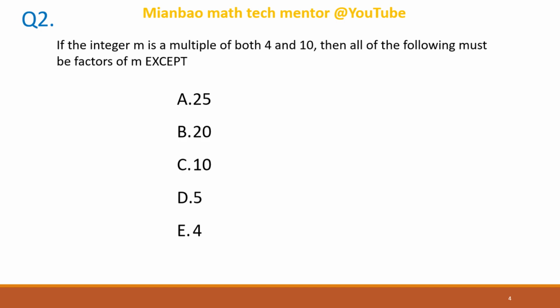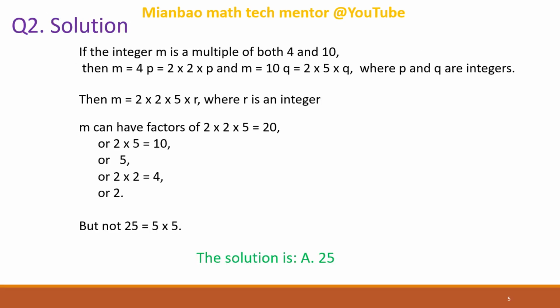Question 2. Which of the following answers is correct? A, B, C, D, or E? If the integer m is a multiple of both 4 and 10, then m equals 4p, and m equals 10q, where p and q are integers. Then, m equals 2 times 2 times 5 times r, where r is an integer. m can have factors of 20, or 10, or 5, or 4, or 2. But not 25. The answer is A.